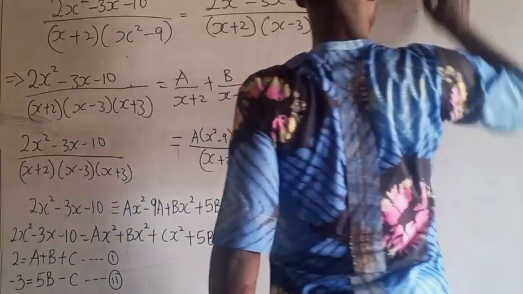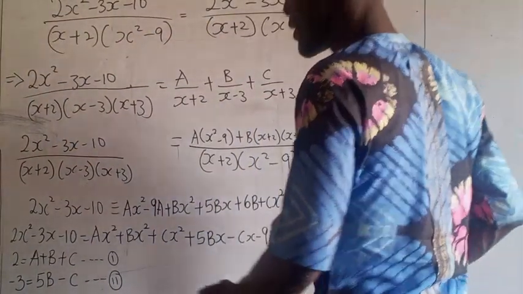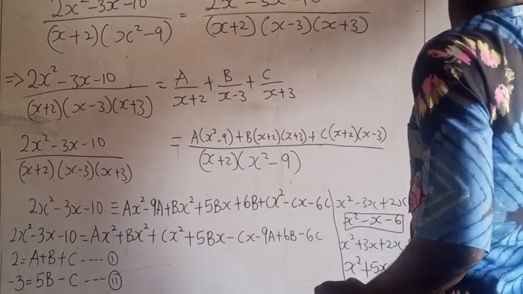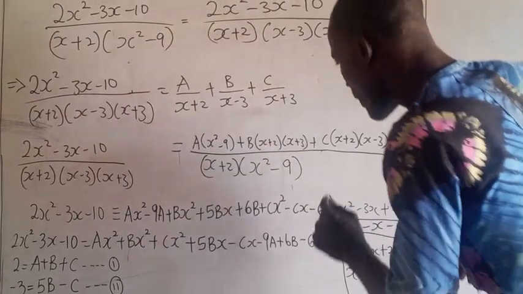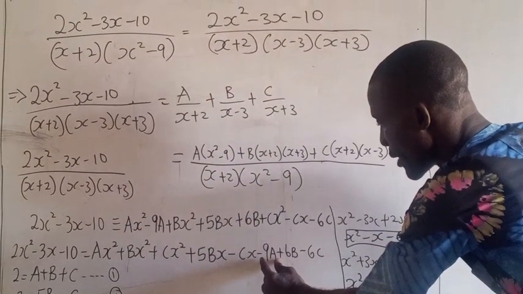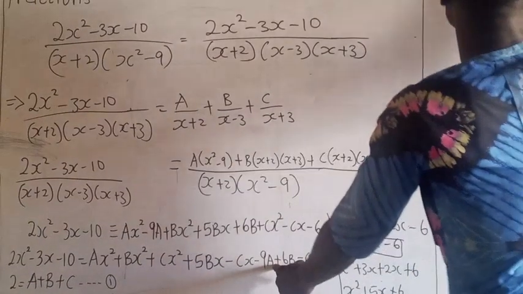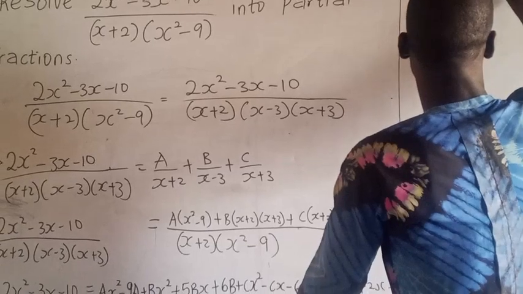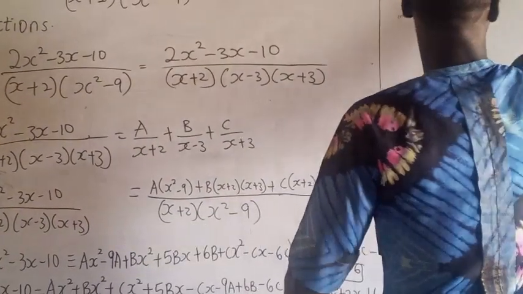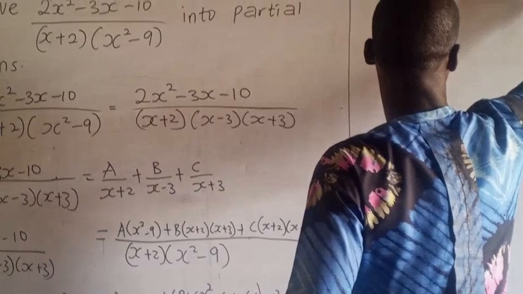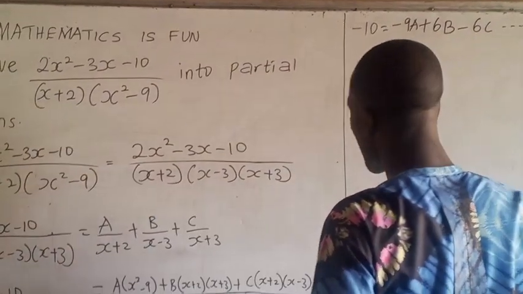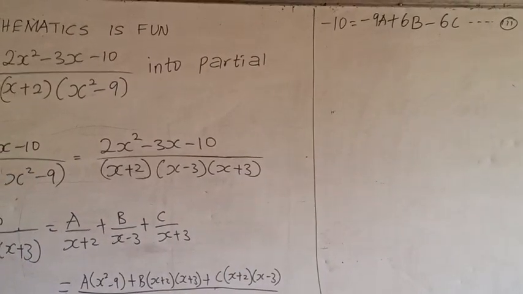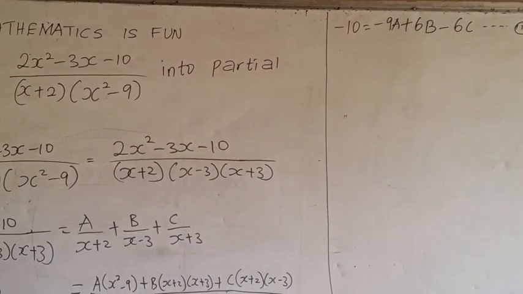Then for the constant here is minus 10. Minus 10 equals constant. So here now, without x, I have minus 9a, plus 6b, minus 6c, equation 3. So the next thing now is to solve equation 1, 2, and 3 simultaneously.